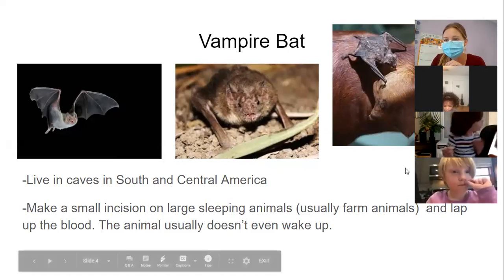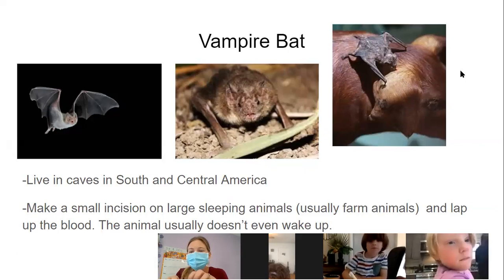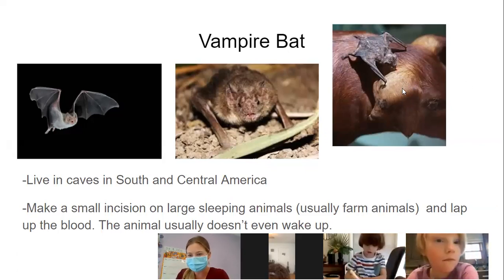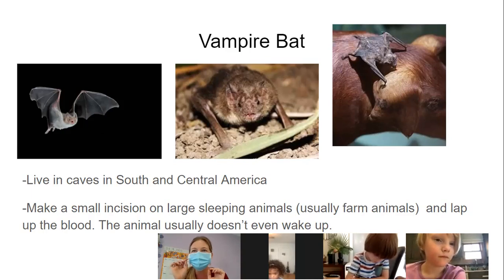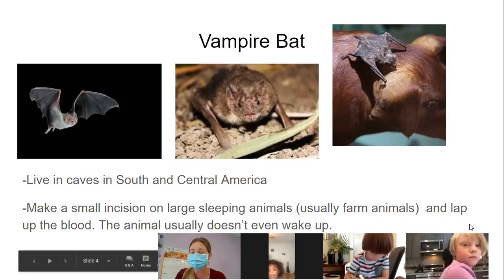I don't know if you can see from this picture right here, usually when they're nocturnal, so at night, they crawl out of their roost and go to a farm animal or a big animal. This is a picture of, I think, maybe a pig or a cow. And they just make a tiny little cut. And then with their tongues, they lap up the blood that comes out, a couple little drops. Normally the animal doesn't even wake up. It doesn't hurt them.